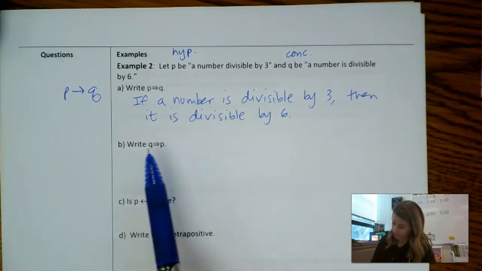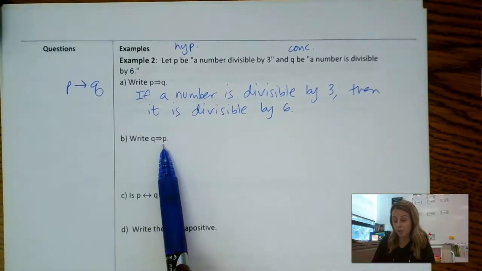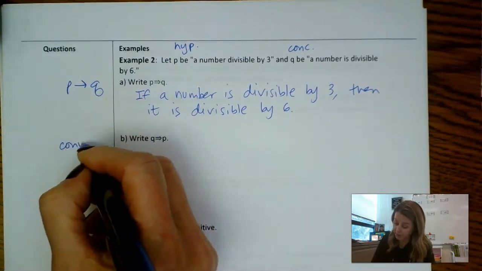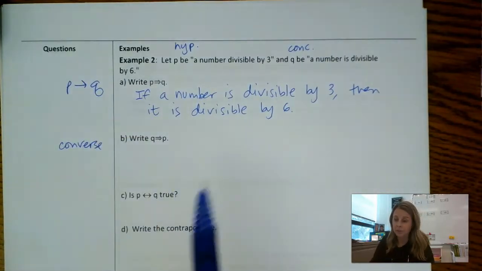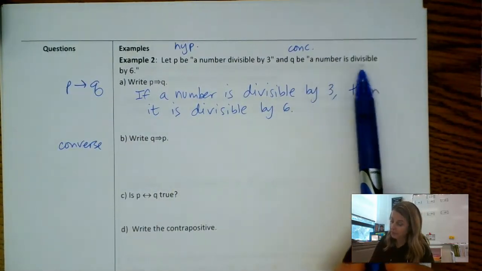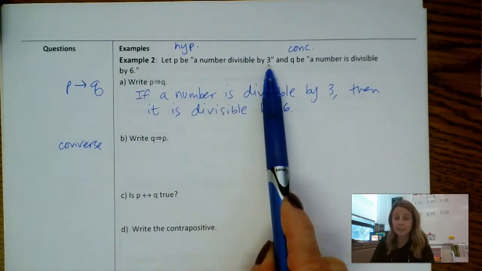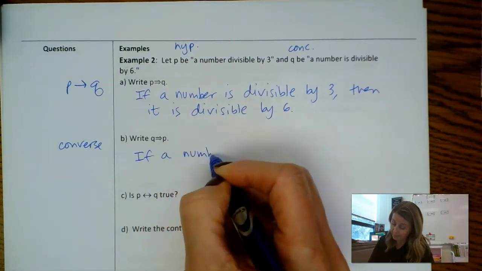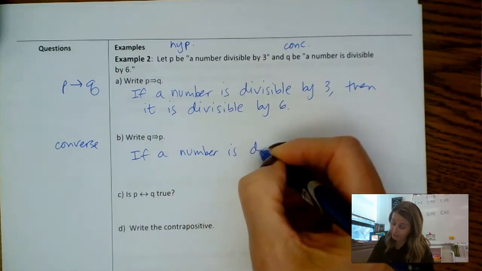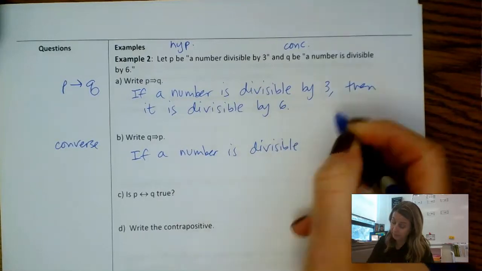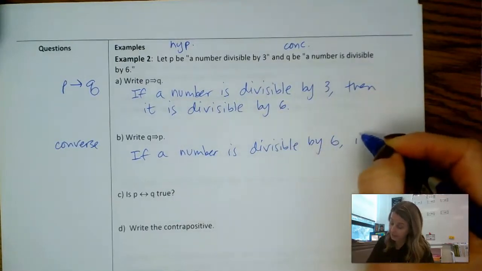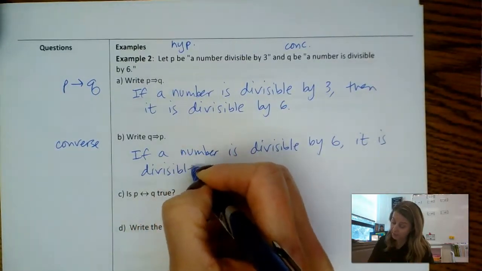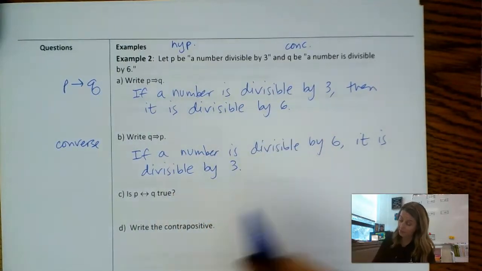Okay, letter B, right? Q, then P. So Q, then P, I want you to recognize that's the converse. We're switching it. So then I'll say, if a number is divisible by 6, then it is divisible by 3.